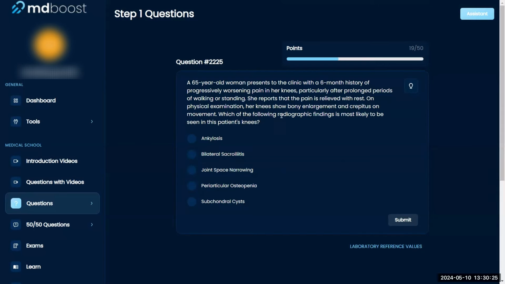Okay. Which of the following radiographic findings is most likely to be seen in this patient's knees? Ankylosis, bilateral sacroiliitis, joint space narrowing, periarticular osteopenia, or subchondral cysts.